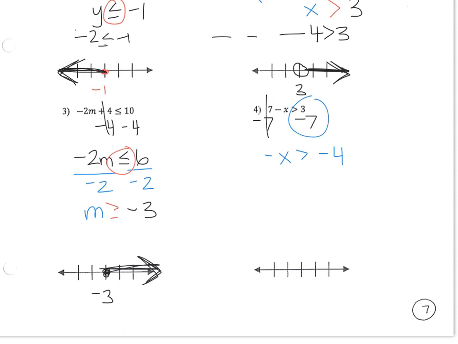So the number that's in front of x, remember, is a negative 1. So you need to divide both sides by negative 1. So it's going to be x, but I'm dividing by a negative 1, so this needs to change. So it's going to be less than 4. Negative 4 divided by negative 1 is positive 4. So I put an open dot at 4, and numbers that are less than 4 are going this way.